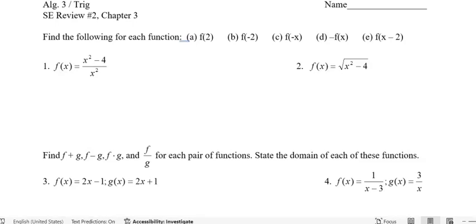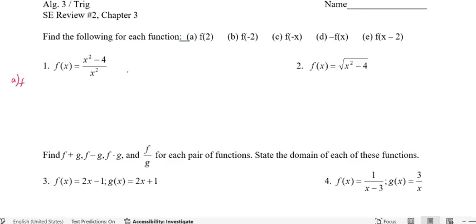All right, this is the Chapter 3 review for the semester exam. So let's get started working through these problems. And in number 1, it's multi-part answer, of course. So we're going to evaluate this function for these given inputs.